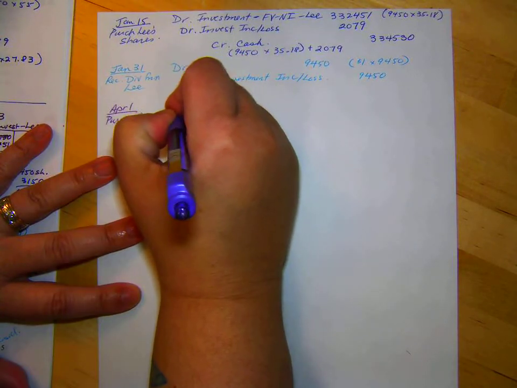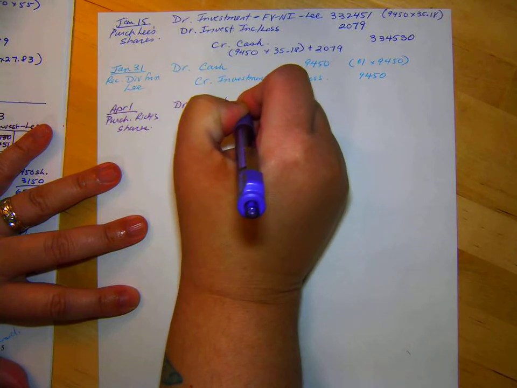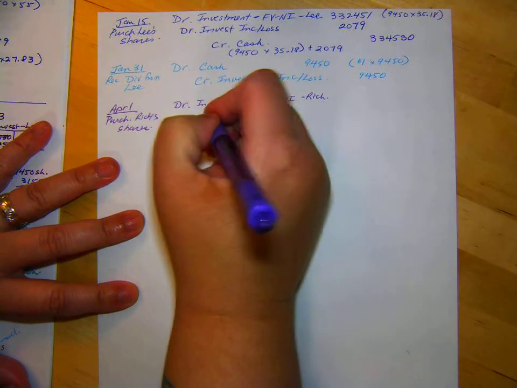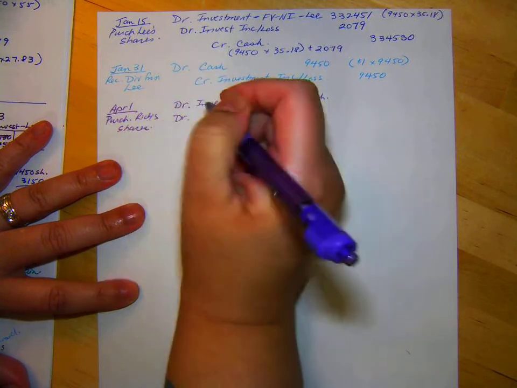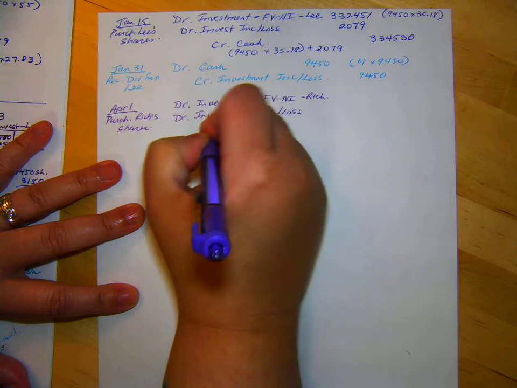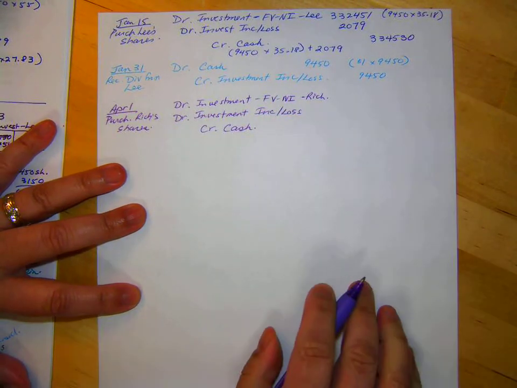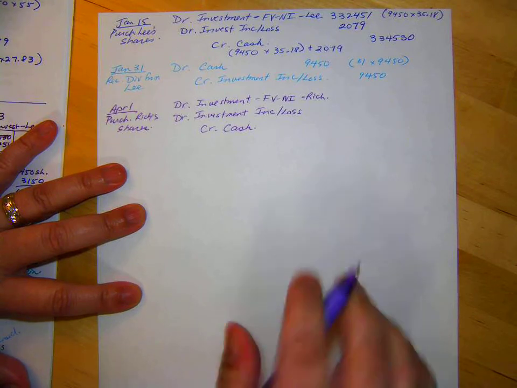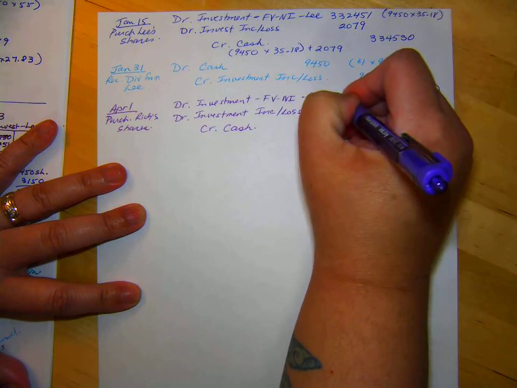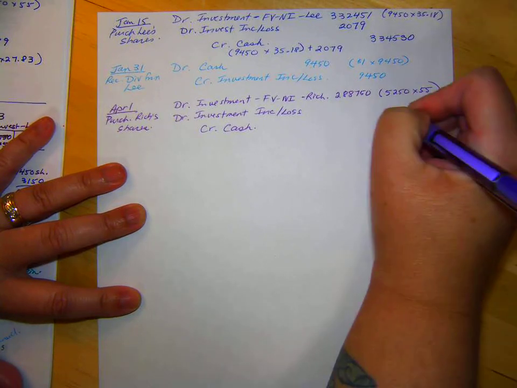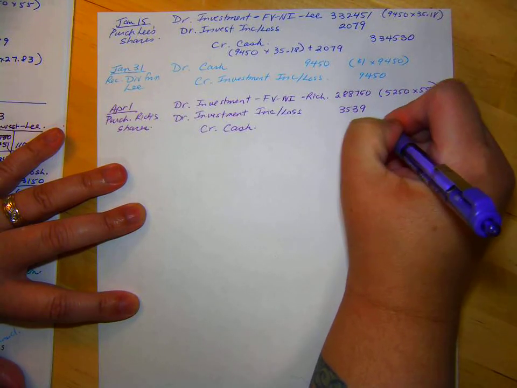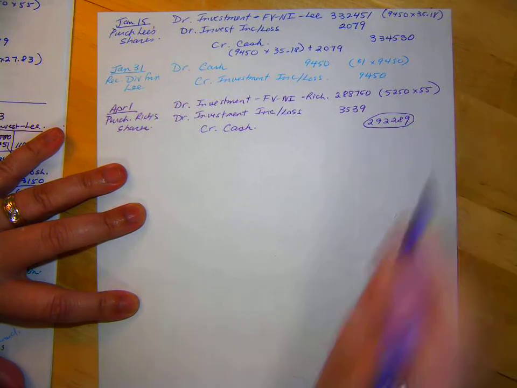So now that you've come back, hopefully you got these right. We're going to have debit investment, fair value net income, and you can put Rich if you want, but you don't have to. We also had a broker's fee. And we paid cash because it doesn't say otherwise. So for the investment, we had 52.50 shares times 55, which goes to 887.50. We had investment income loss of 3,539, credit cash 292,289, which is just adding those up together.